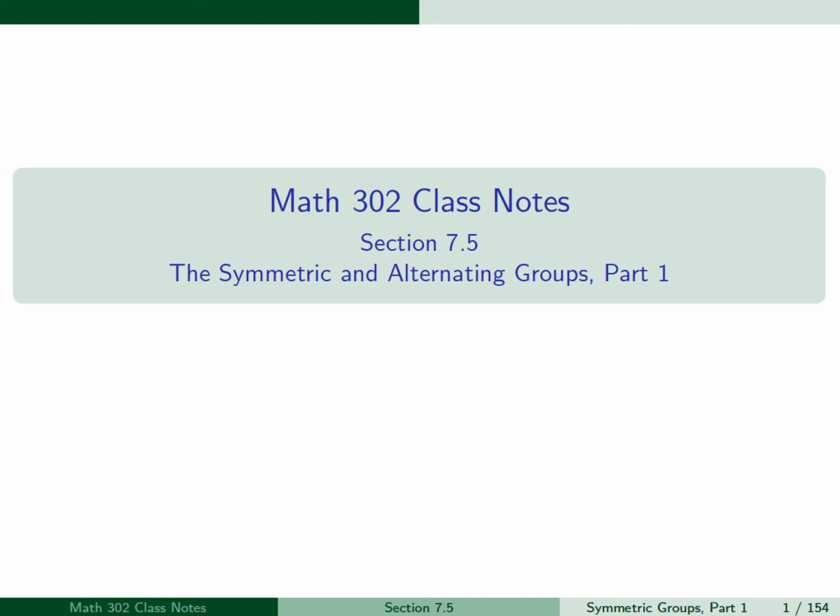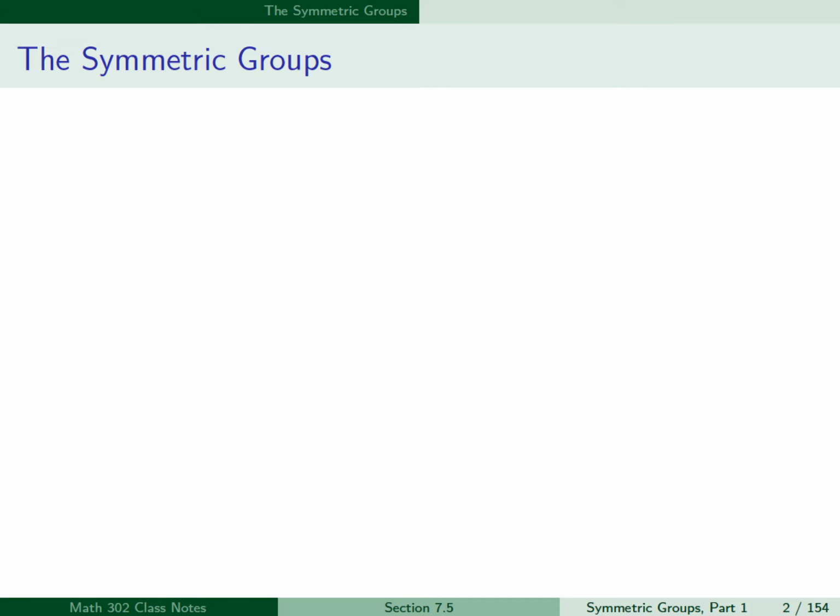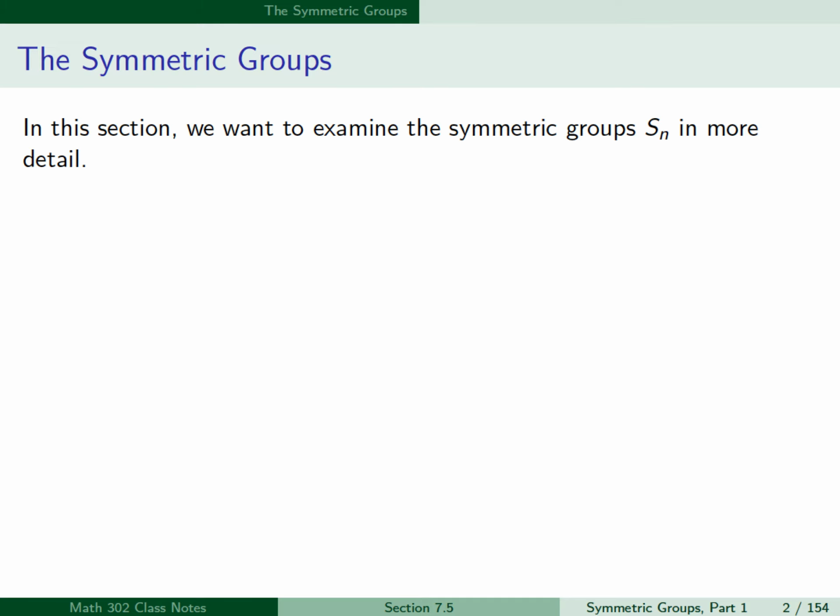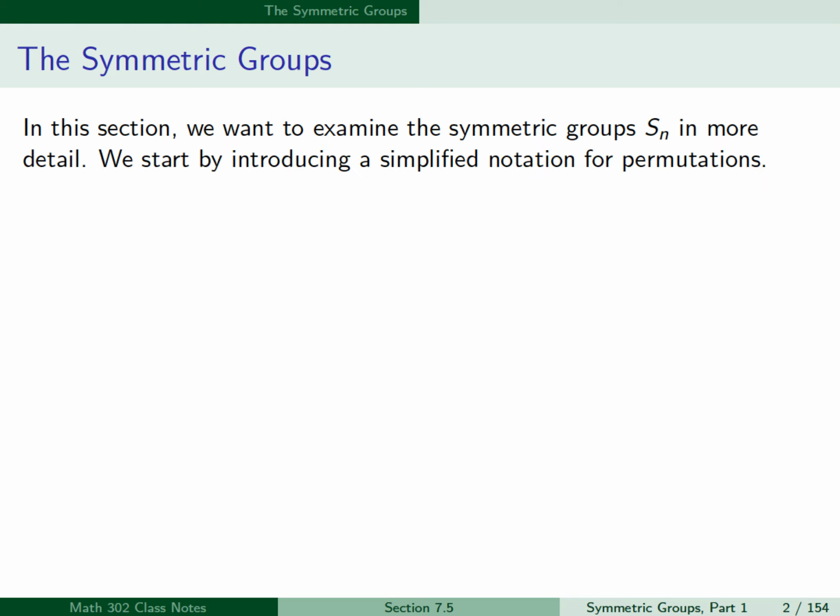This video covers Part 1 of Section 7.5, the symmetric and alternating groups. In this section, we want to examine the symmetric groups S sub n in more detail. We start by introducing a simplified notation for permutations. To illustrate the notation, we'll use an example.